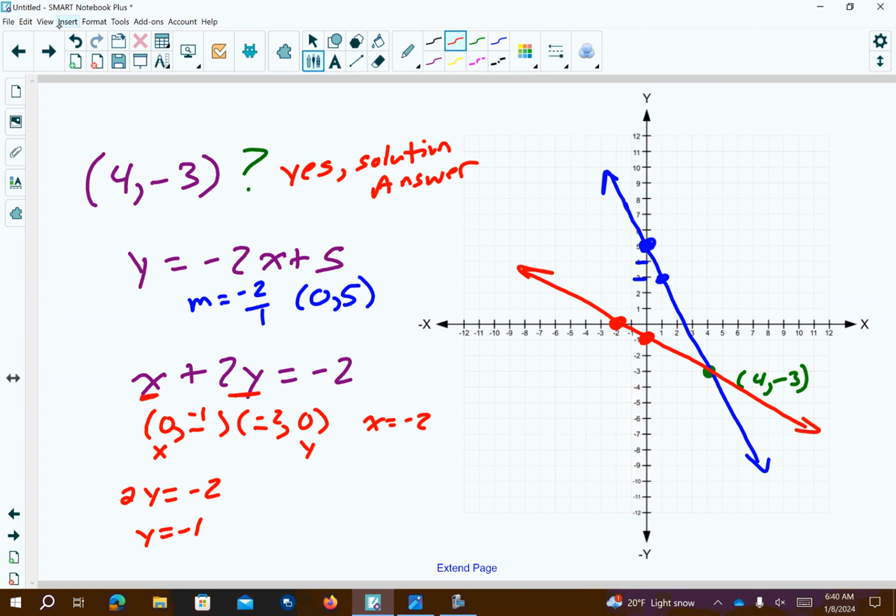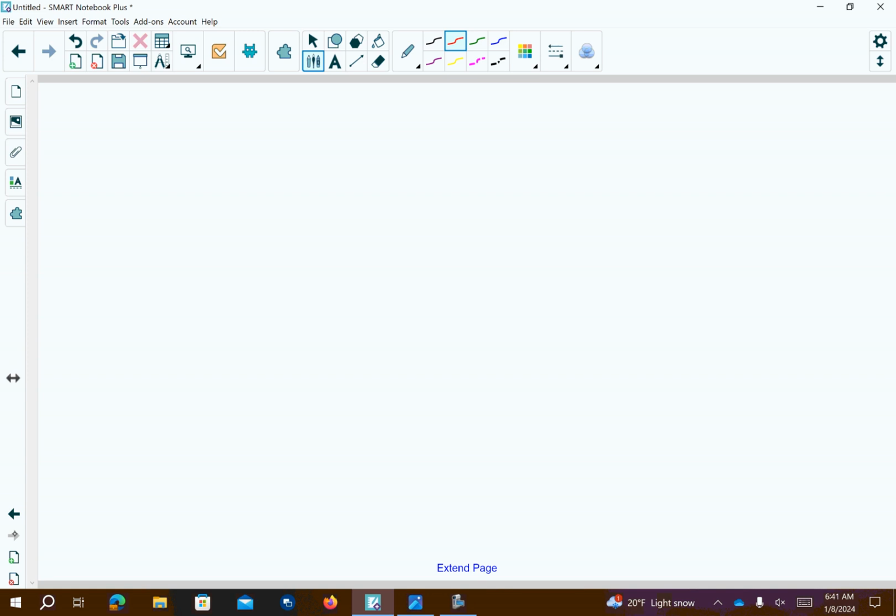Oh, and they're saying plug them in. So let's do this next one. We have (1, 5), and then we have this. I'm not even going to graph these. Let's see what happens when we plug them in. So these are my two equations.